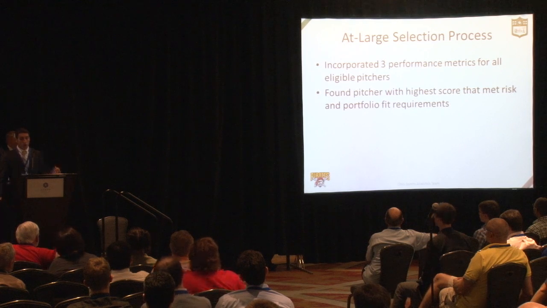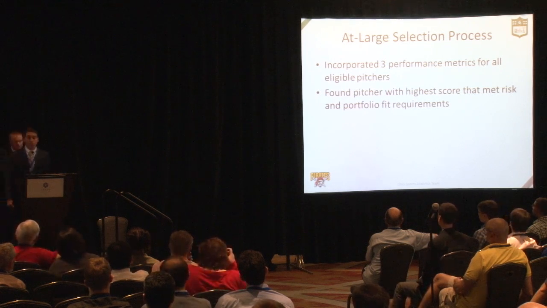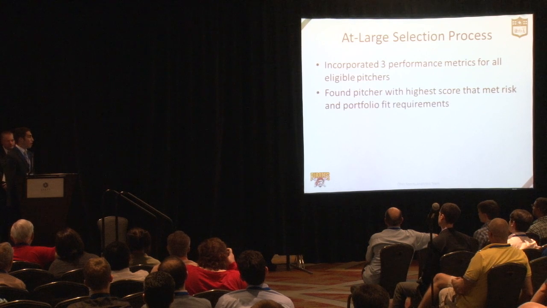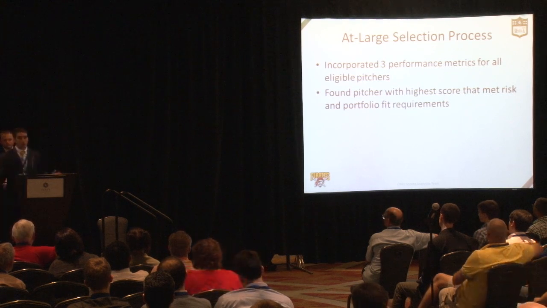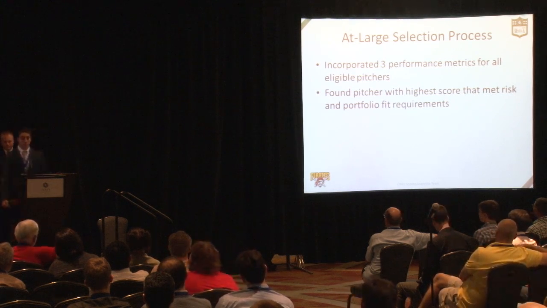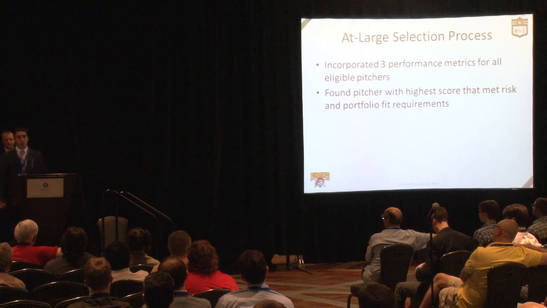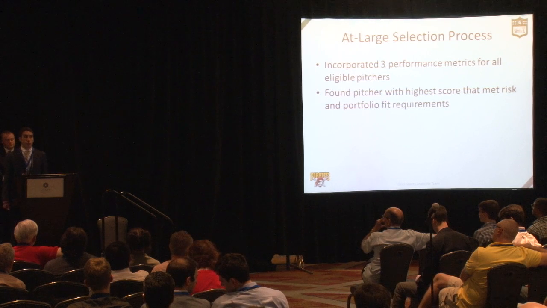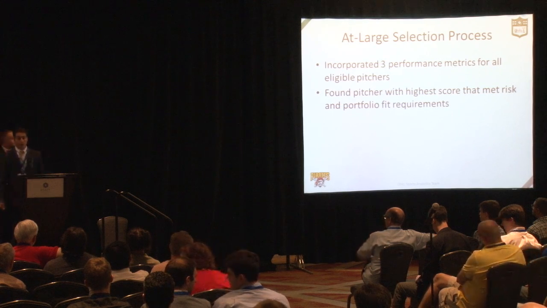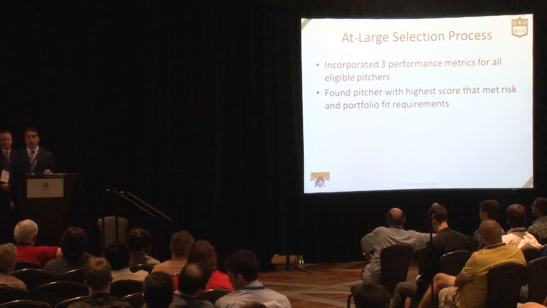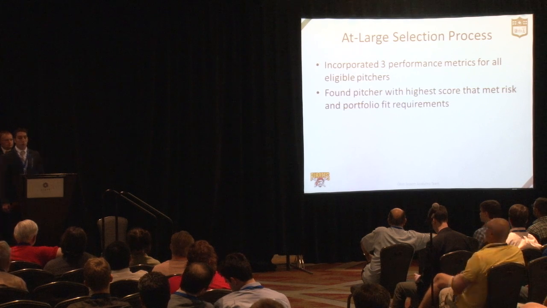So our methodology for our at-large selection process was actually quite similar to the process that we used to select our tier performers. What we did was we incorporated the 3 performance metrics that we used for the data set, except we applied it to all eligible pitchers. In this case study, an eligible pitcher was defined as a reliever who threw at least 50 relief innings pitched in 2015. Once we did that, we found the pitcher with the highest average Z-score that also met our risk and portfolio requirements.